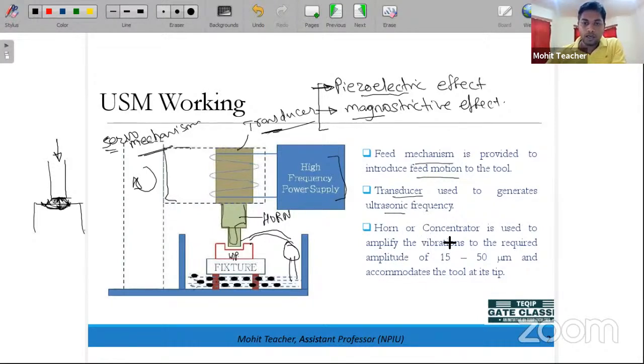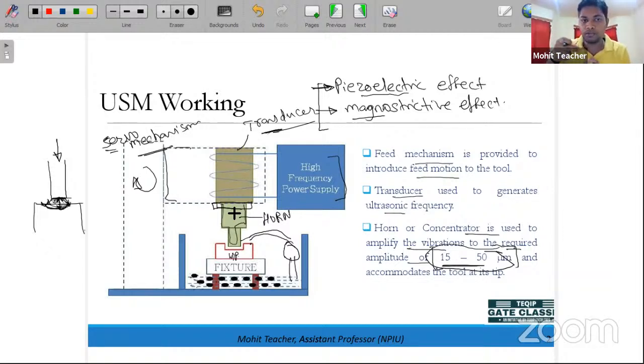Now the horn and the concentrator are used to amplify the vibrations to the required amplitude of 15 to 50 micrometers. Whatever amplitude is in this range is basically what is needed, and if we do not use the horn, the amplitude is not that much. If we connect this transducer directly to the tool, then because it is a tool tip.